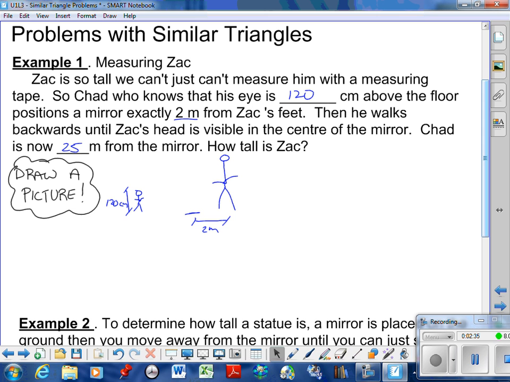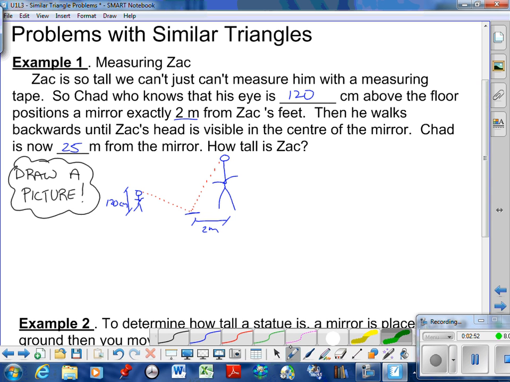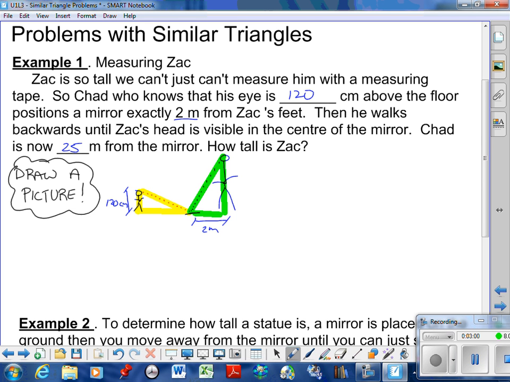What's basically happening is line of sight. Chad is looking in the mirror so he can see the top of the head. So you can start to see that triangles are involved here. I'm kind of jumping ahead and ruining the surprise for you, but we're going to have similar triangles here. And here are the two similar triangles.